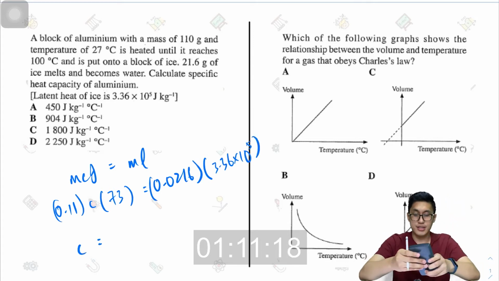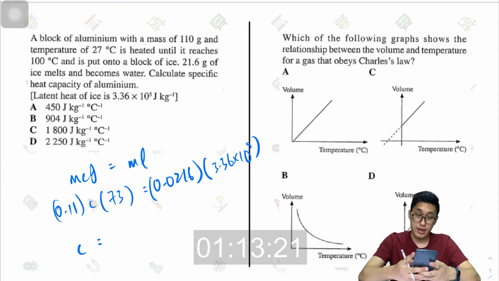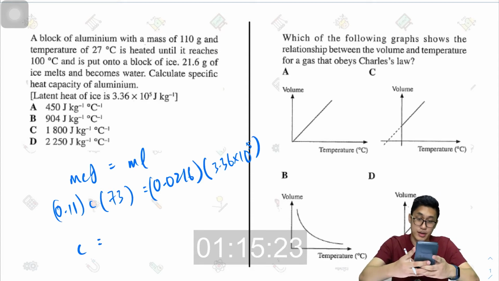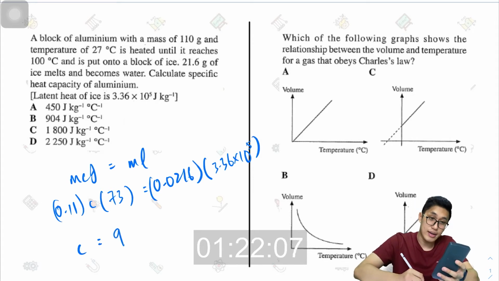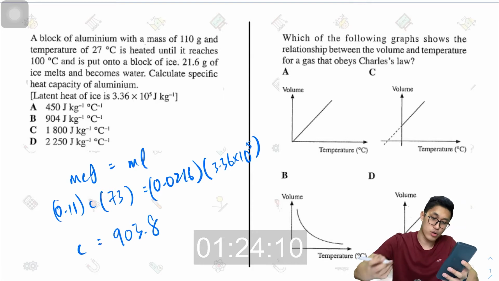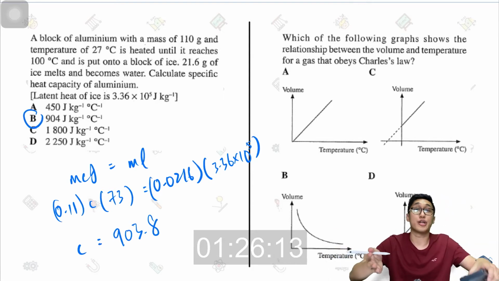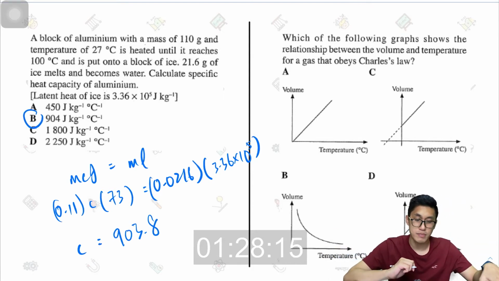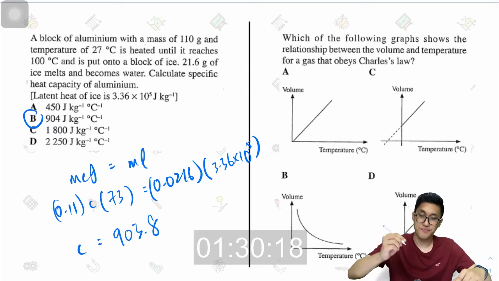So if I put all this into my calculator, 3.36 times 10 to the power of 5 times 0.0216 divided by 73 divided by 0.11, I'll get 903.8. So closest answer will be 904 joules per kilogram per degree Celsius.